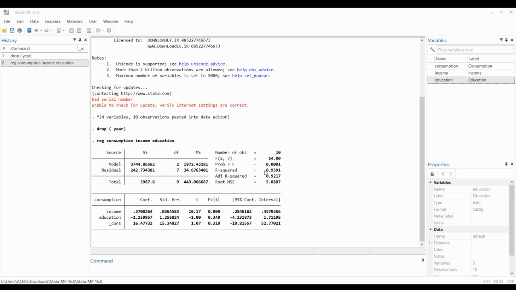So here the value of the R square is 0.94 and the value of the adjusted R square is 0.92. Now 0.92 is less than 0.94. So as per the value of the adjusted R square, 92% of the variation in the variable consumption is explained by the regressors income and education. So this gives us the true explanatory power of the regression model.